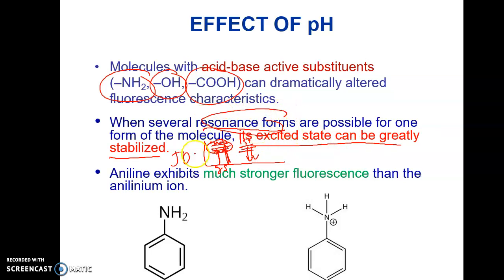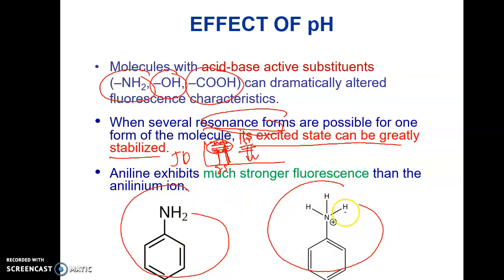Now let's see how aniline exhibits better fluorescence as compared to the anilinium ion. It is the same thing as the auxochrome and chromophore situation. So NH2 is an auxochrome. It is an auxiliary functional group that can enhance the absorption. But when it is charged, it is stabilizing the excited state, which is not promoting it to go into the second singlet state that will produce fluorescence.